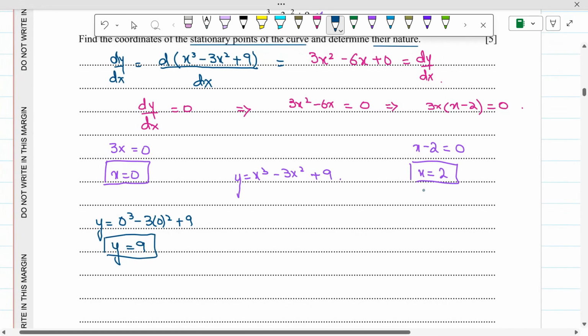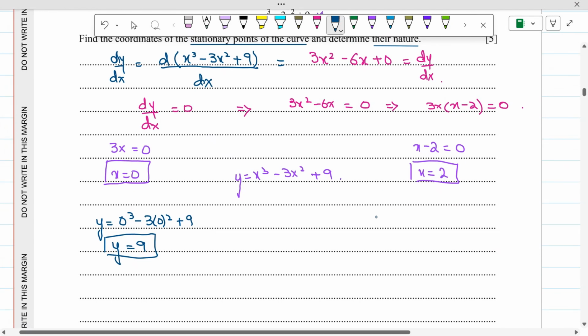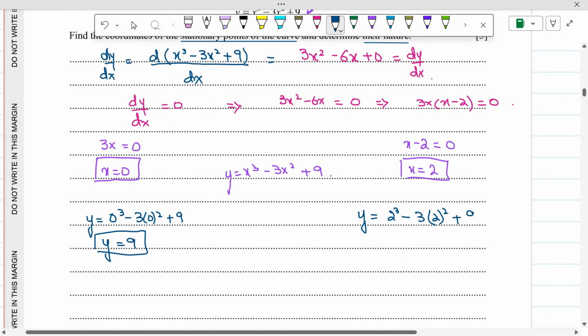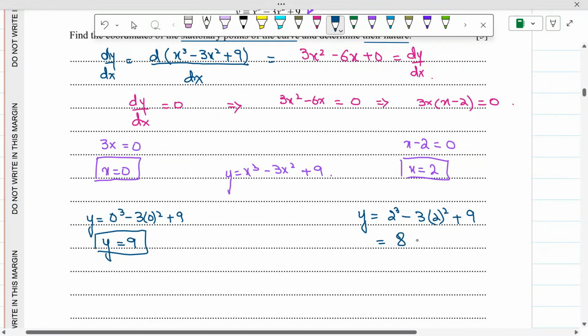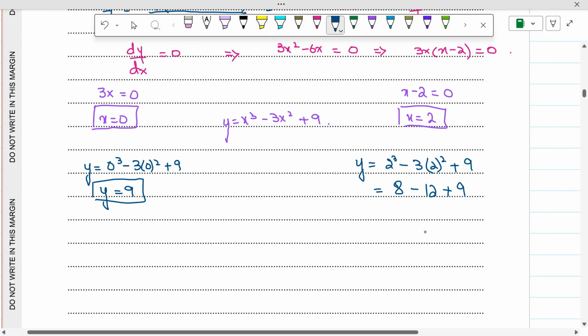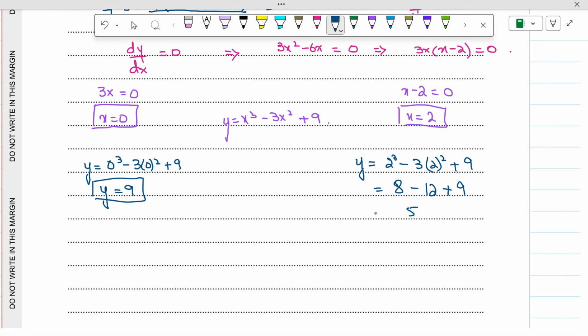On the other side, when we plug x equal to 2 into the curve equation, we have y equal to 2 cubed minus 3 times 2 squared plus 9. And this is 8 minus 4 times 3, which is 12, plus 9. And this is equal to 5. So y is equal to 5.